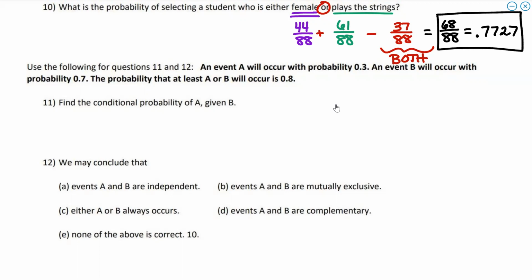I would accept either one of those as correct. If you want to leave it in fraction form because they all have the same denominator, that is totally fine. If you want to put it into your calculator because you absolutely hate fractions, that is also fine. What would my probability notation look like for this? Probability of female union, because that's my or where I'm putting together, and then strings.